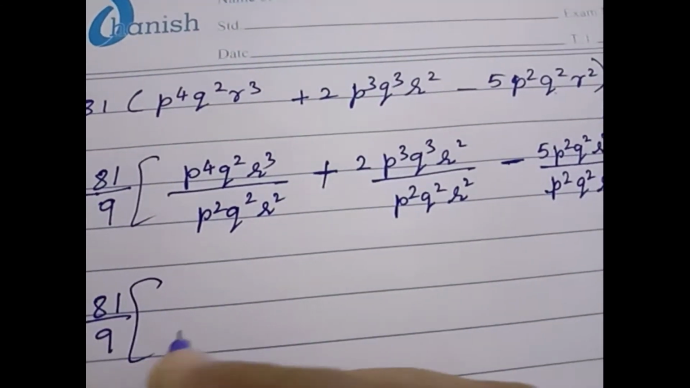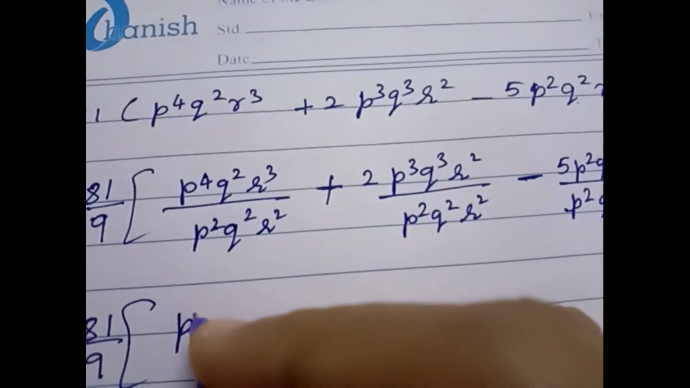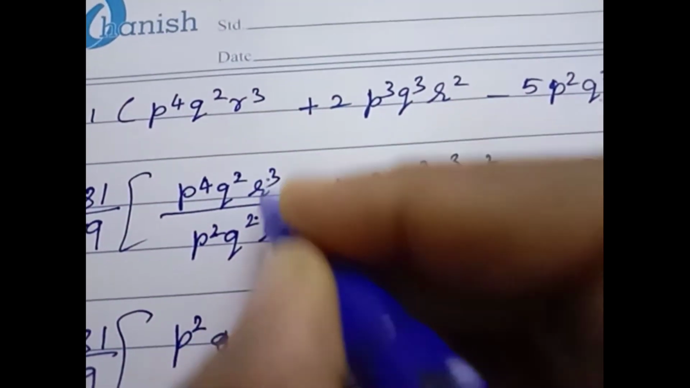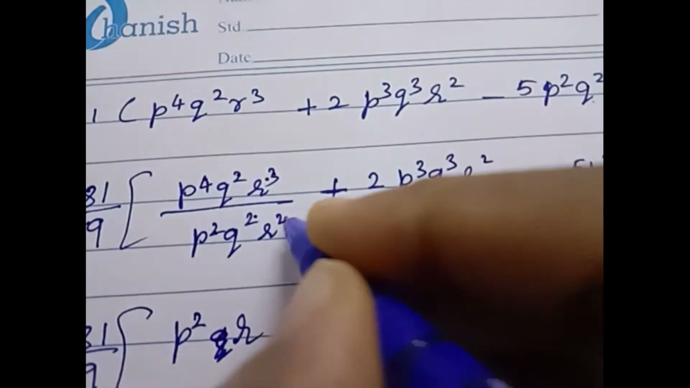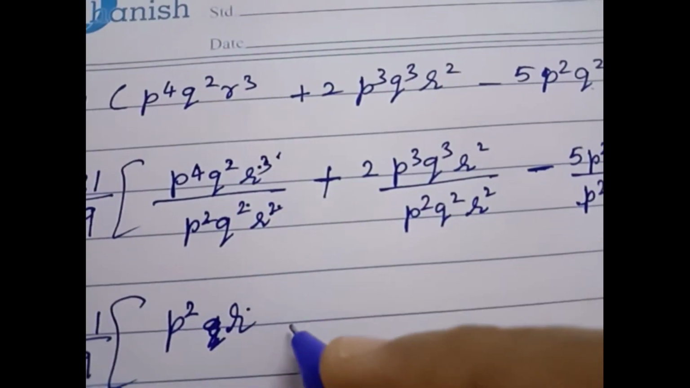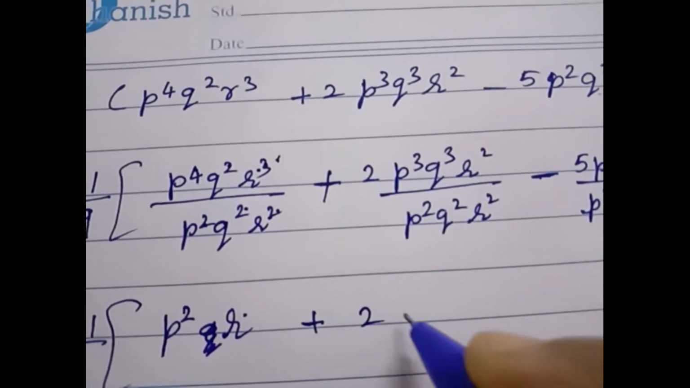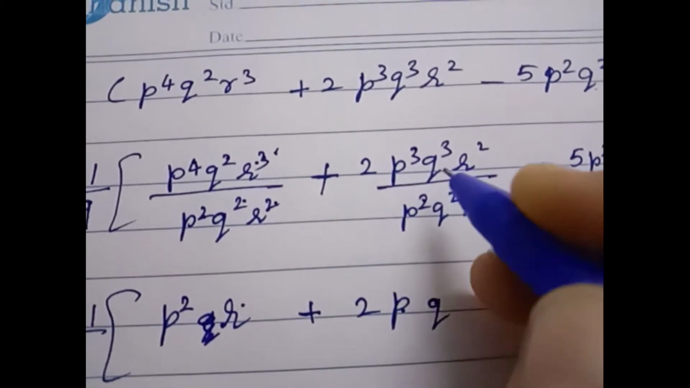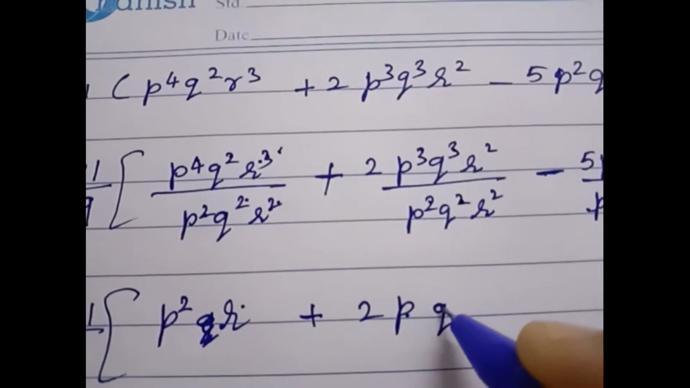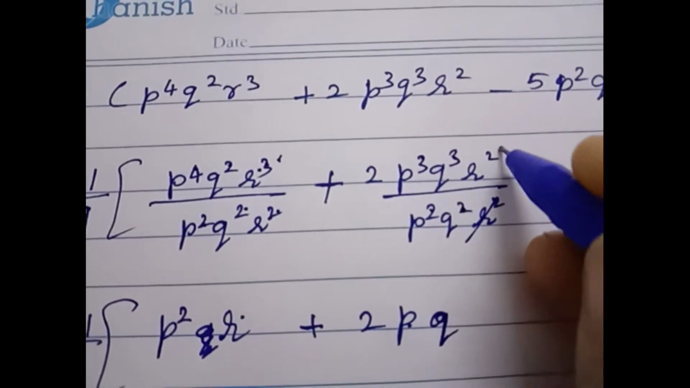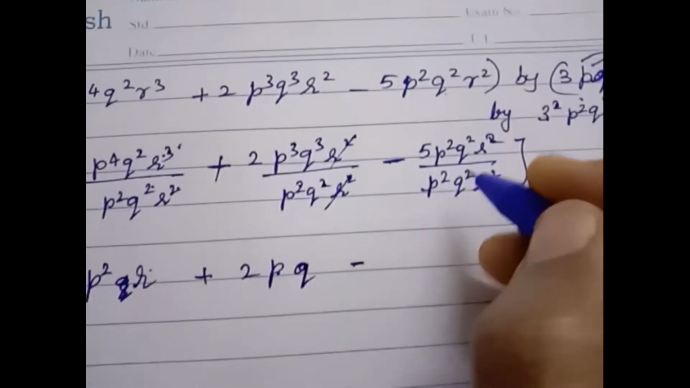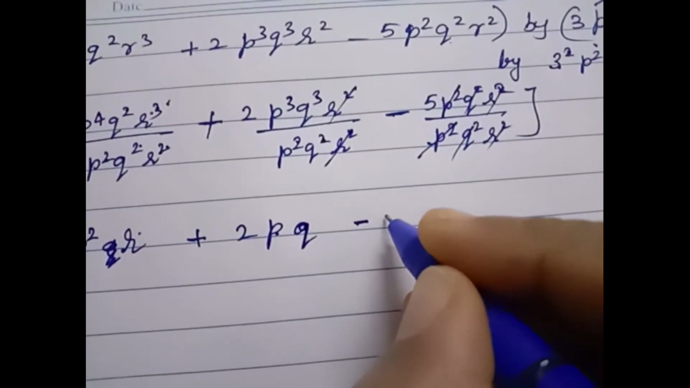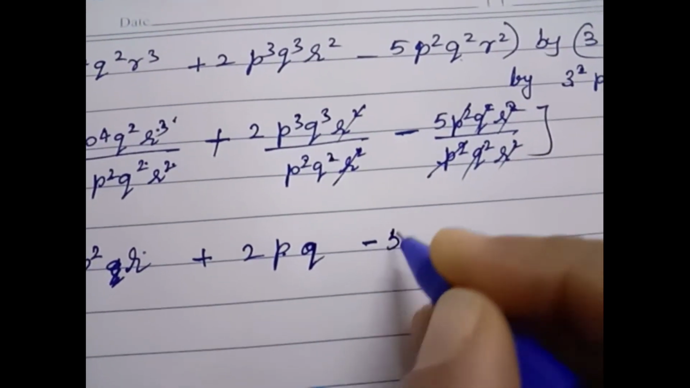81 by 9 is 9, p 4 minus 2 is 2. Then here q 2 minus 2 is 0. r 3 minus 2 is 1. Plus 2, p 3 minus 2 is 1, so p, then q is again 3 minus 2 is 1. So your answer is 2pq, and r square cancels. Minus, here p square q square r square cancel, and your answer is 5.